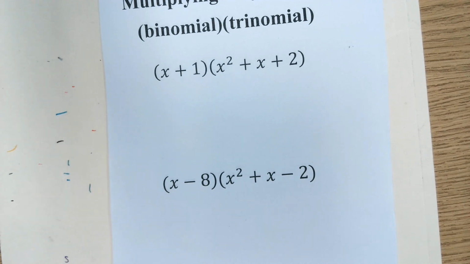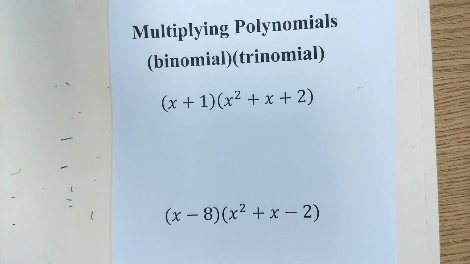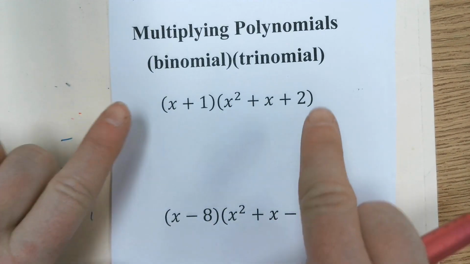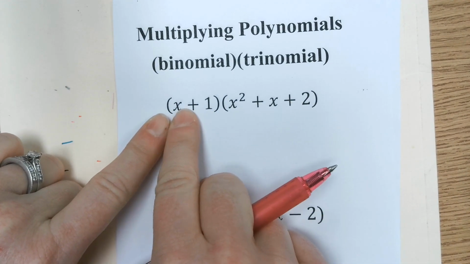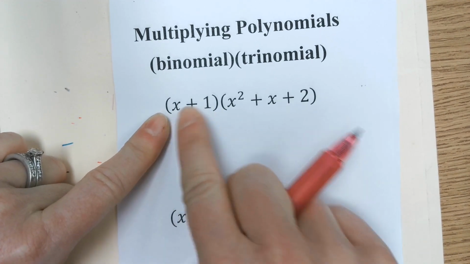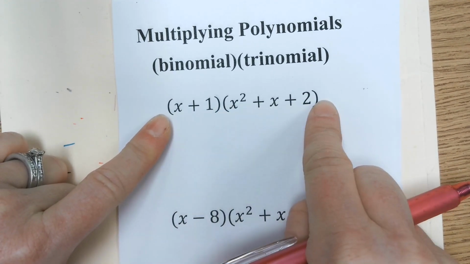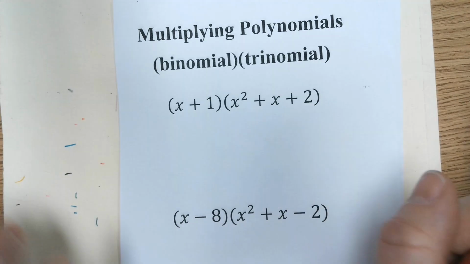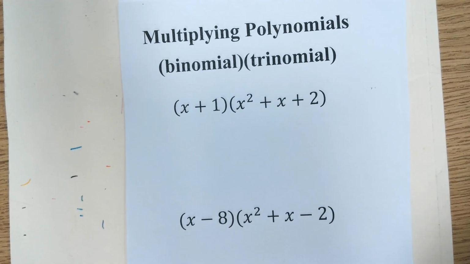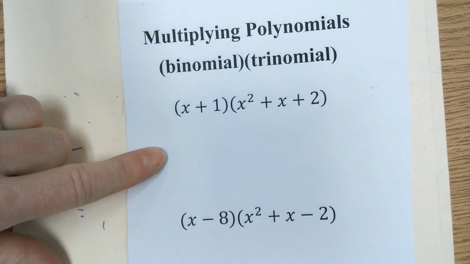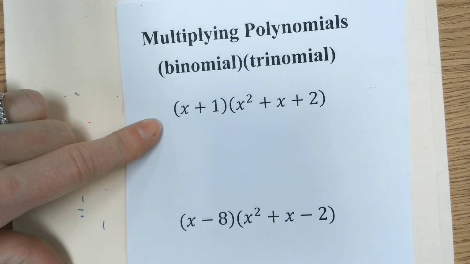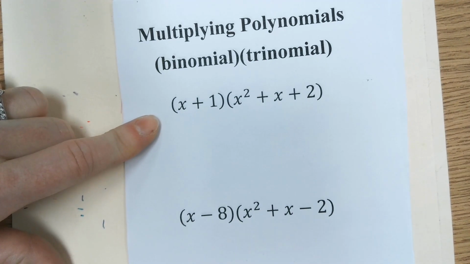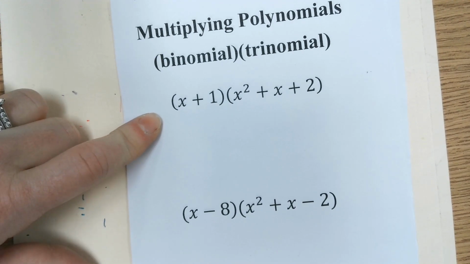Okay, we have been multiplying binomials. Now we're going to multiply polynomials. So this first example has a binomial, which is 2 terms, times a trinomial, which is just 3. So we can do double distribution, or you can do the box method. I'm going to show y'all both, but I'll do the box method on this one, and I'll do double distribution on the next one, and then you get to pick on the last one.